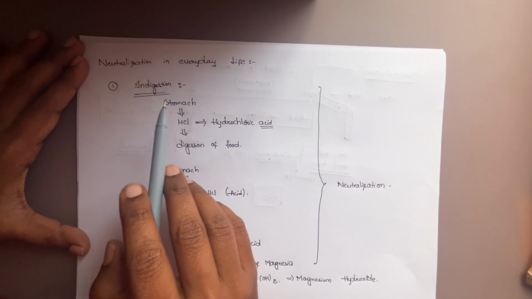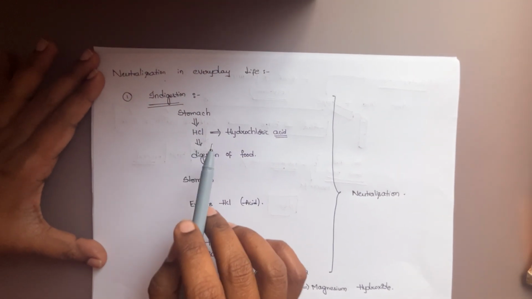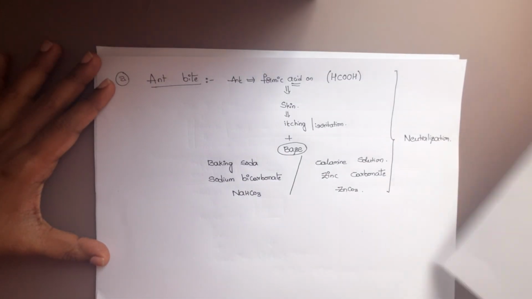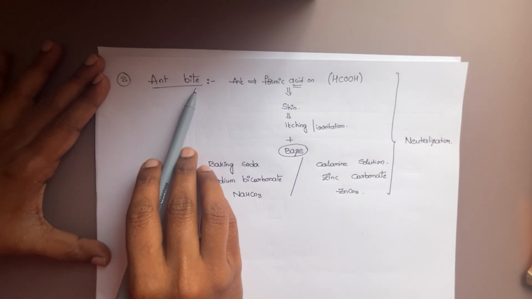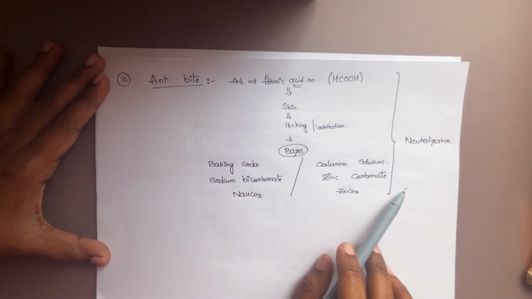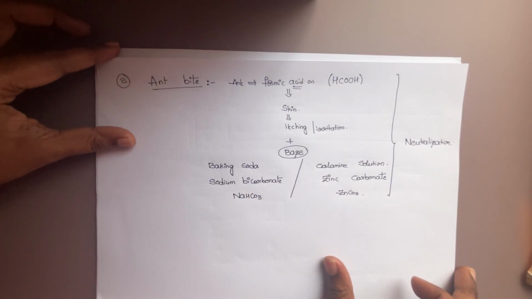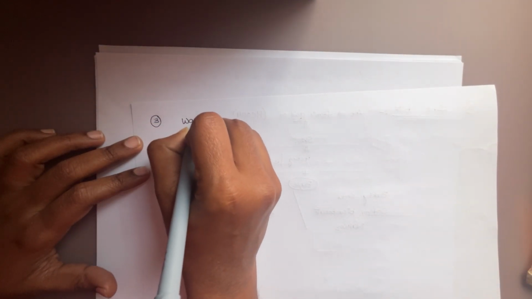Hello everyone. In the previous class, I explained neutralization in everyday life. First example, indigestion, I explained clearly, and second, the utilization of neutralization in our day-to-day life, ant bite. During an ant bite, what happened I have already explained. If you want this, please watch my previous video. So now, continuing from this, we have the third one, that is wasp sting.